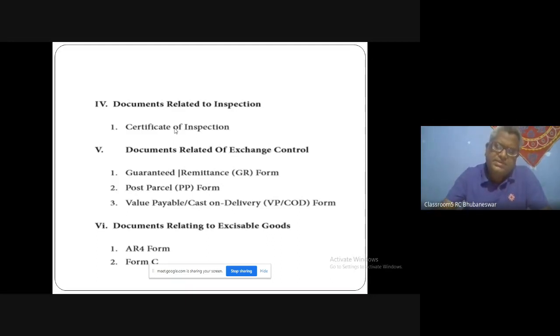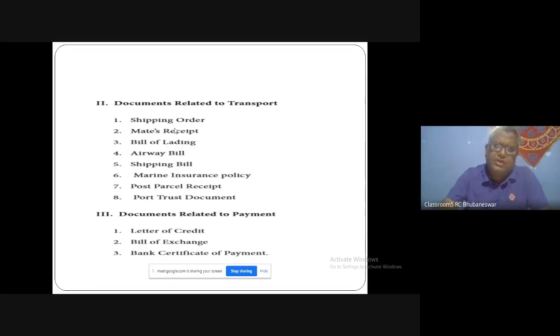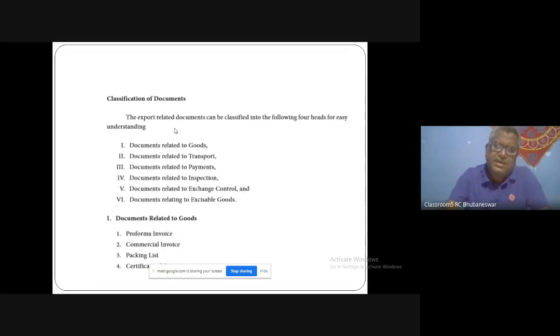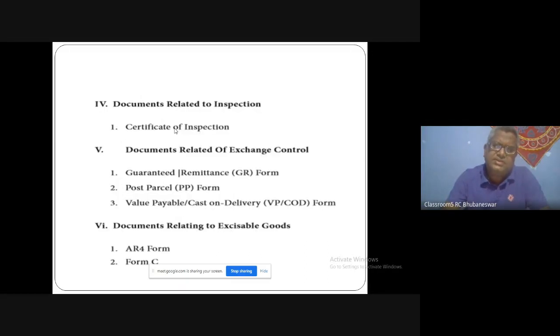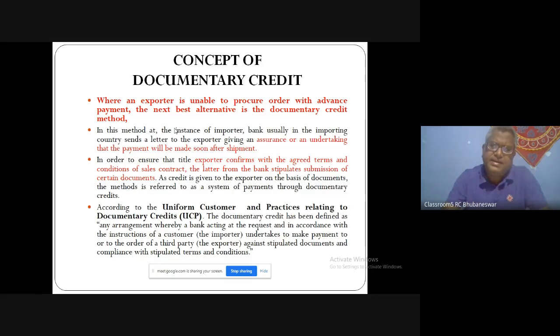Apart from these, the documents are to be divided into different forms: through inspection, through exchange control, through excisable goods, or you may call it transport, you may call it payment, you may call it related goods. These are the six parts. It is divided according to the goods being exported by the exporter or sent to a particular individual or firm, that is called the importer or buyer.